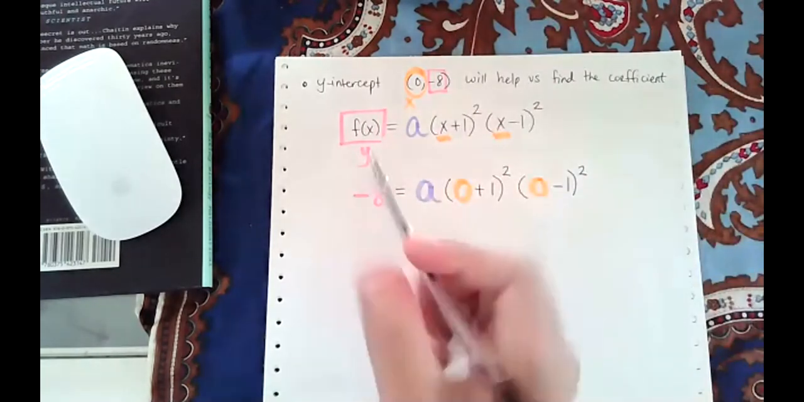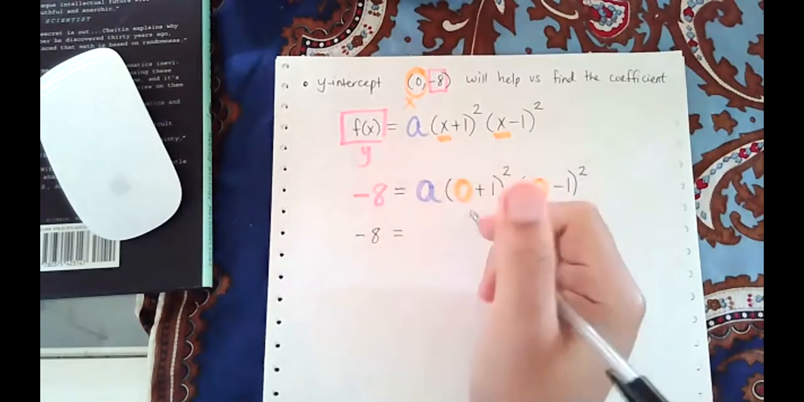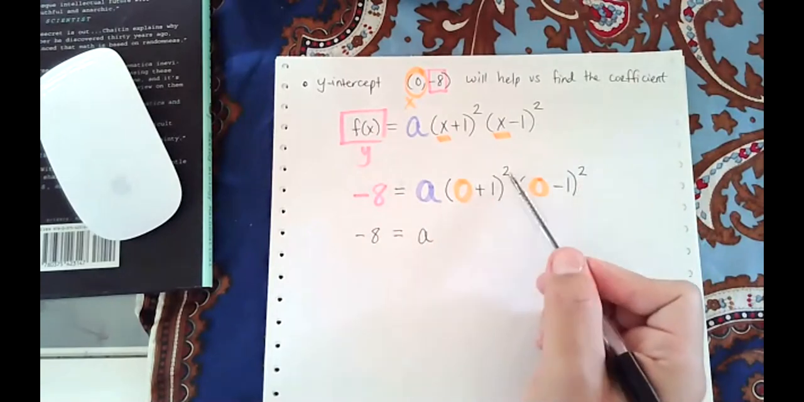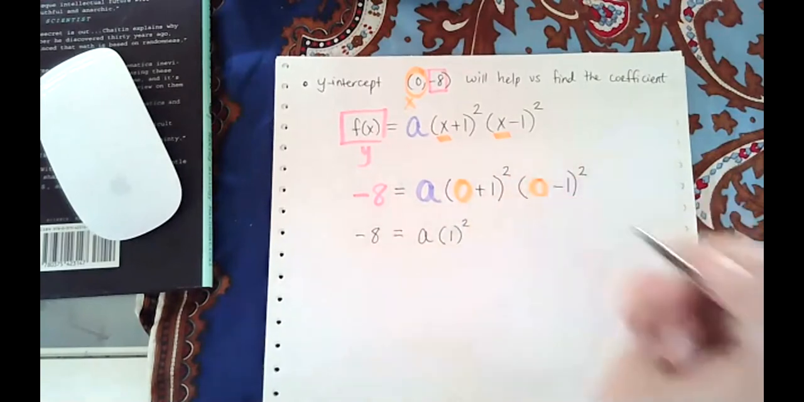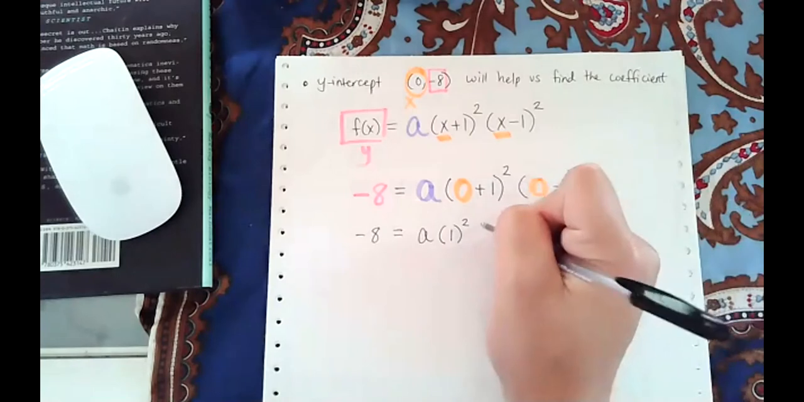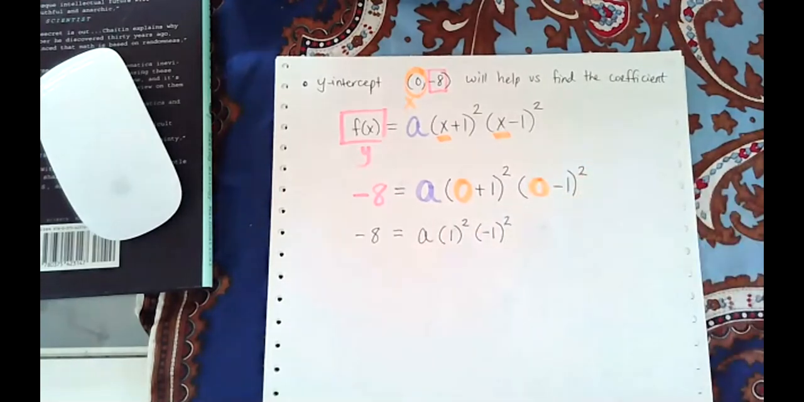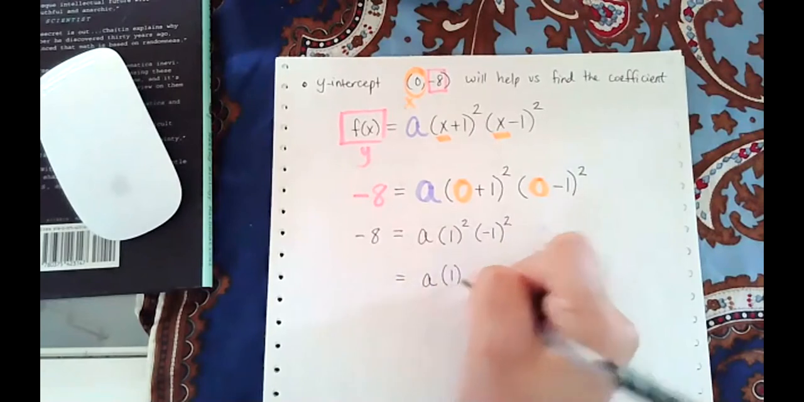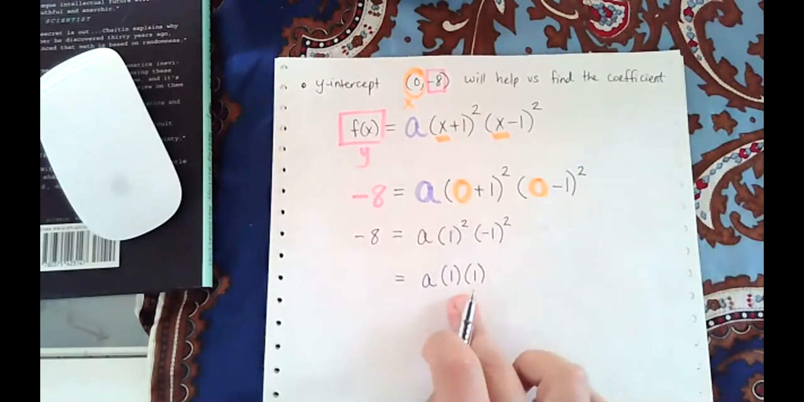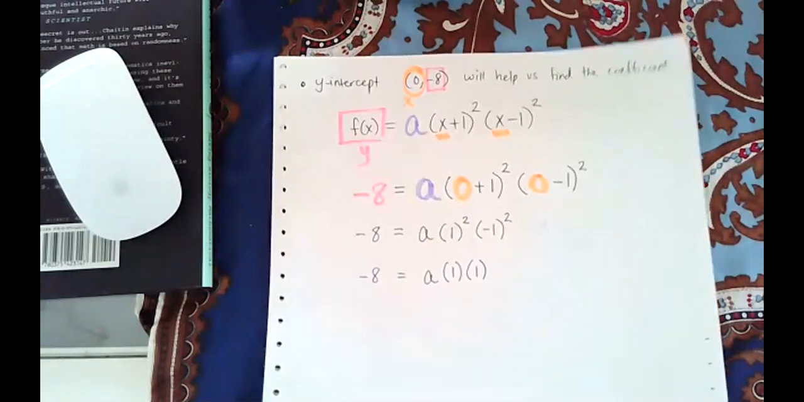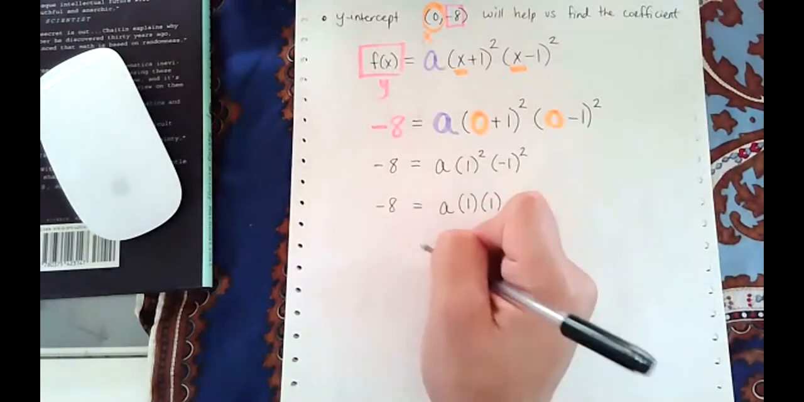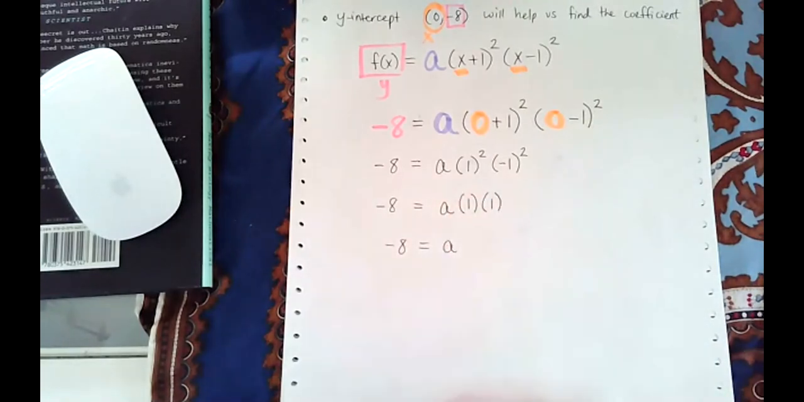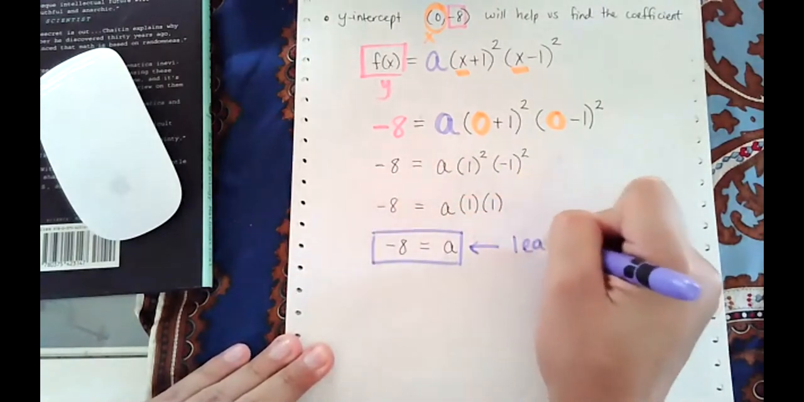So I'm going to do this one step at a time. There's nothing to simplify on this side of the equation, so I'll just write negative 8 is equal to A. 0 plus 1 is just 1, and 1 squared, well, let me just go ahead and say that this is 1 squared. This is 0 minus 1, so that's going to be negative 1. I still have the exponent of 2. I've done my parentheses. Now I need to take care of the exponents. I have A, 1 squared is just 1. Negative 1 squared is positive 1, so be careful there. And then 1 times 1 times A is just A. And that means that A is equal to negative 8. So this is my leading coefficient now that I've solved for A.